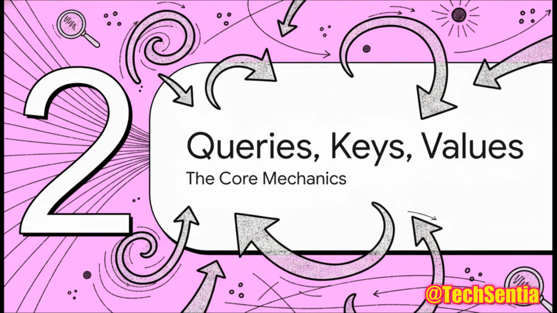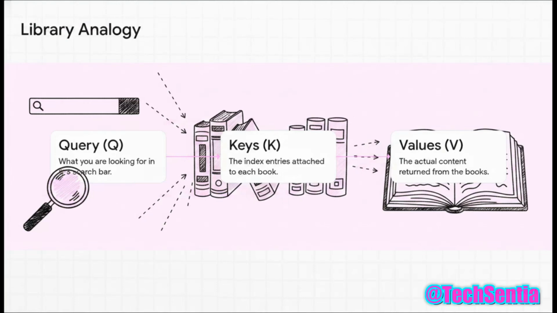Moving on to Section 2, queries, keys, and values. So how does a transformer actually pull off this parallel processing magic? It all comes down to self-attention, the engine deciding what to focus on at any given millisecond. To picture this mechanics without drowning in linear algebra, just think of a massive library database. You've got three main components: queries, keys, and values. Your query, that's what you type into the search bar, what the AI is currently looking for. The keys are like the index tags on the books, and the values are the actual contents of the books you want to retrieve. The AI simply compares your query against all those keys, scores them for relevance, and hands you back a perfectly weighted combination of the values.